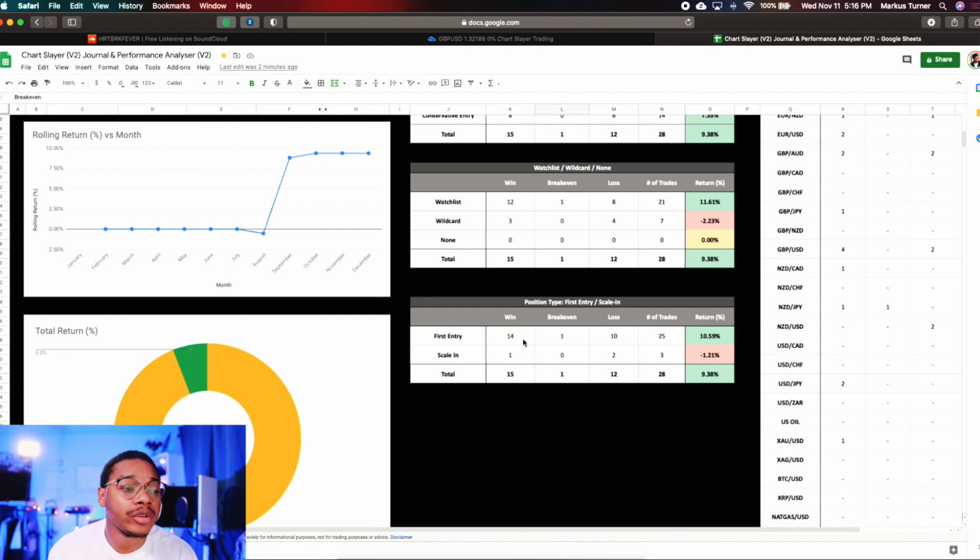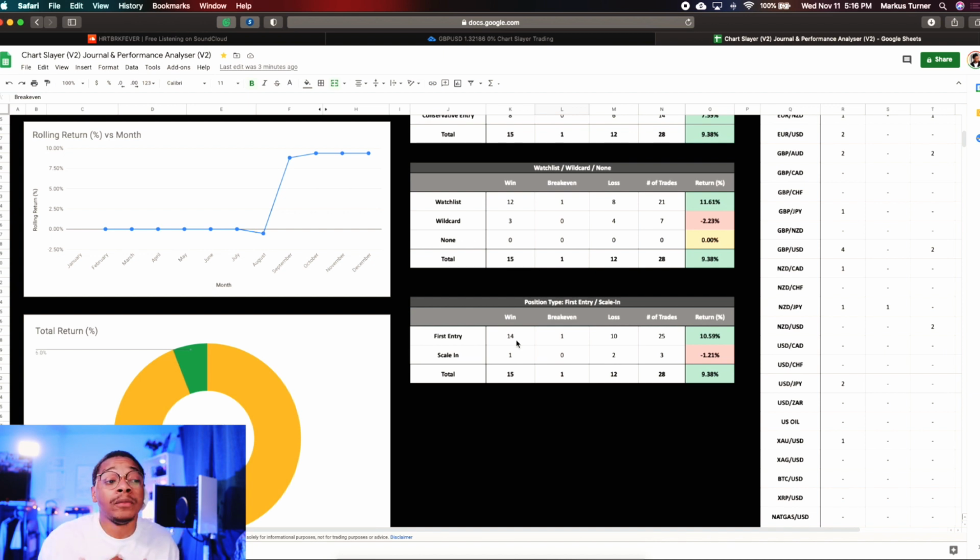So this is the first entry. I take a lot of first entries. I don't do a lot of added positions. As you can see, when I start adding positions, I don't make a lot of returns. But when I do just take the initial entry, I get a lot of reward from it. That tells you what I need to work on, right? So I need to work on adding and gaining more capital.